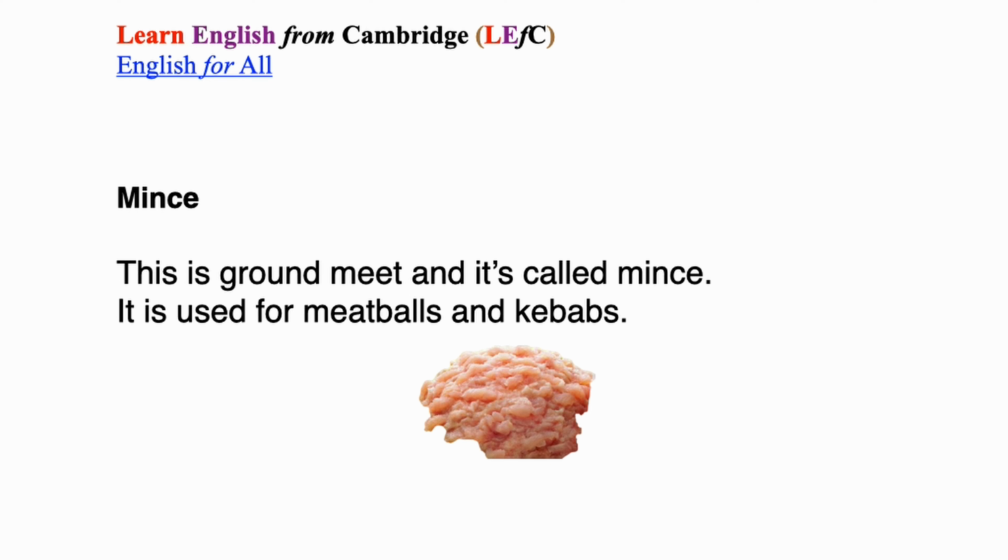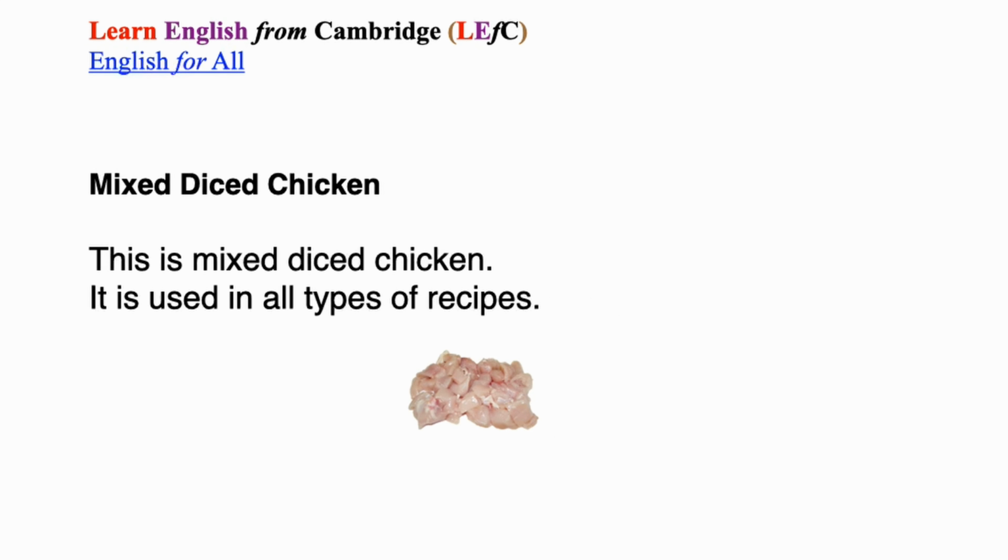Mince. This is ground meat and it's called mince. It is used for meatballs and kebabs. Mixed diced chicken. This is mixed diced chicken. It is used in all types of recipes.